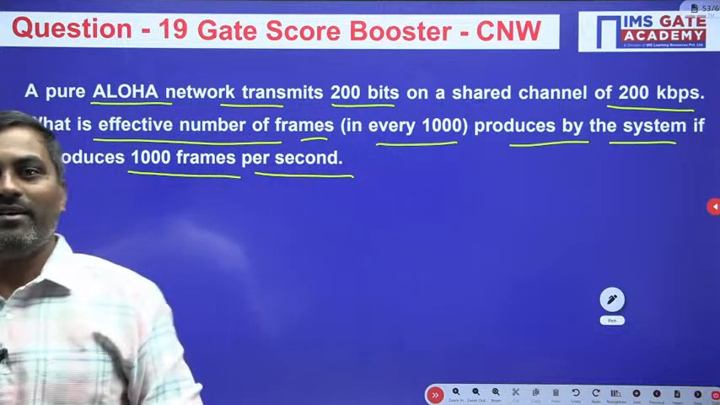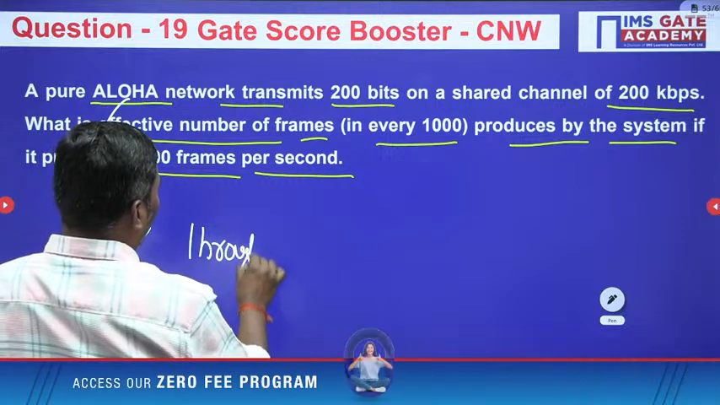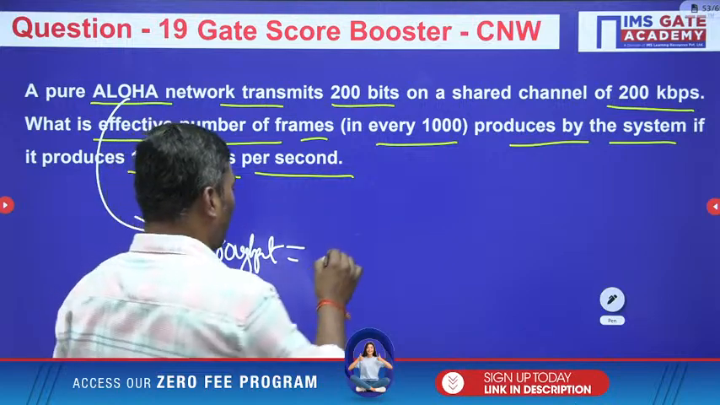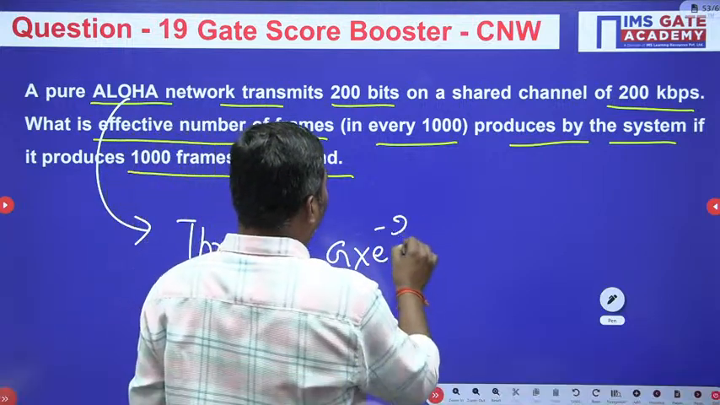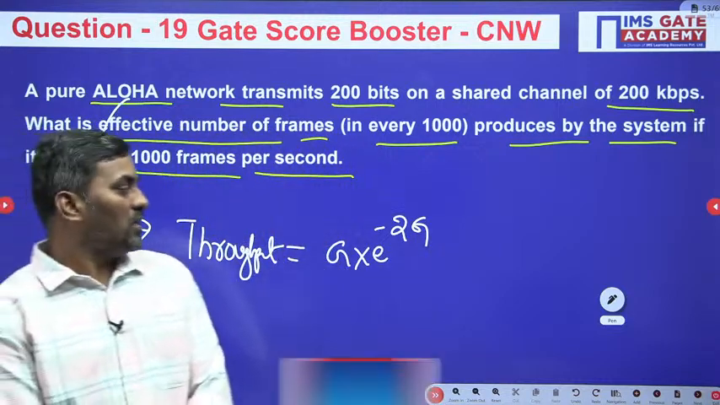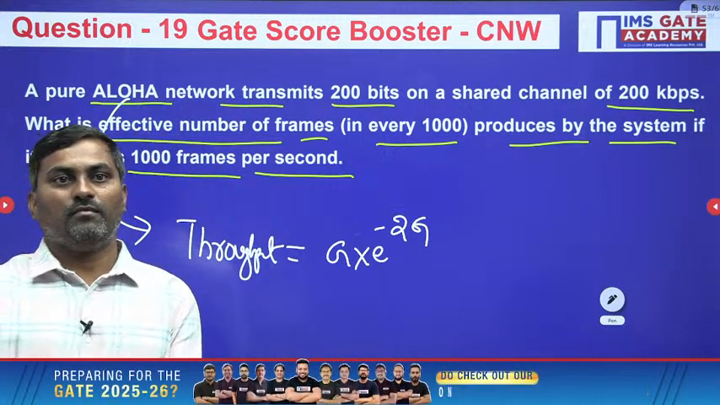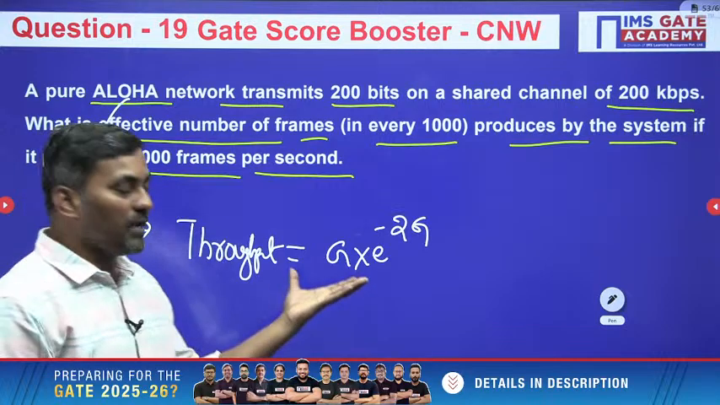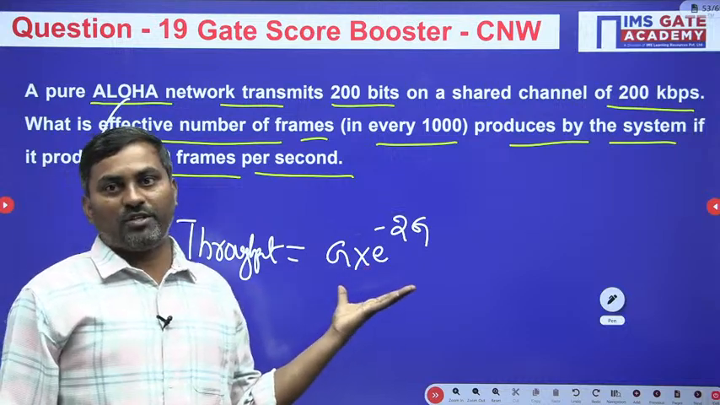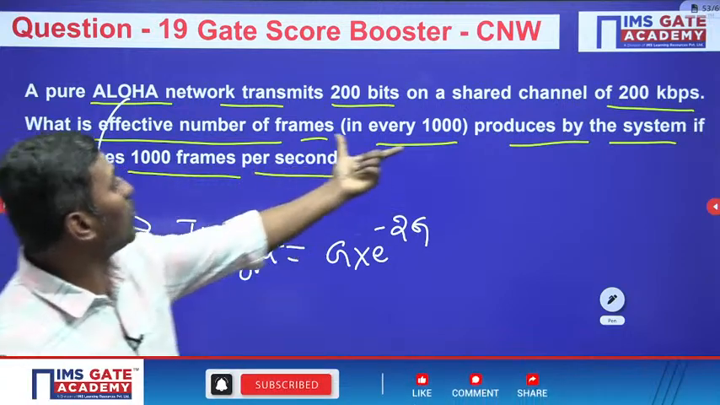Can you answer it? You know the formula also. So, maximum throughput for one frame delay: G into e power minus 2G, correct or not? In one frame time, this is the maximum throughput that can be generated. Then what is that value? How many frames can be successfully transferred out of 1 second?